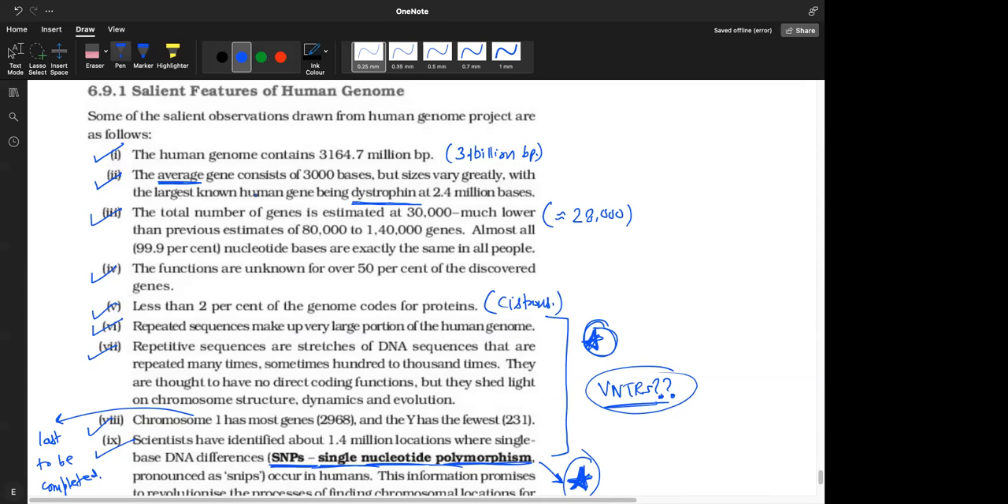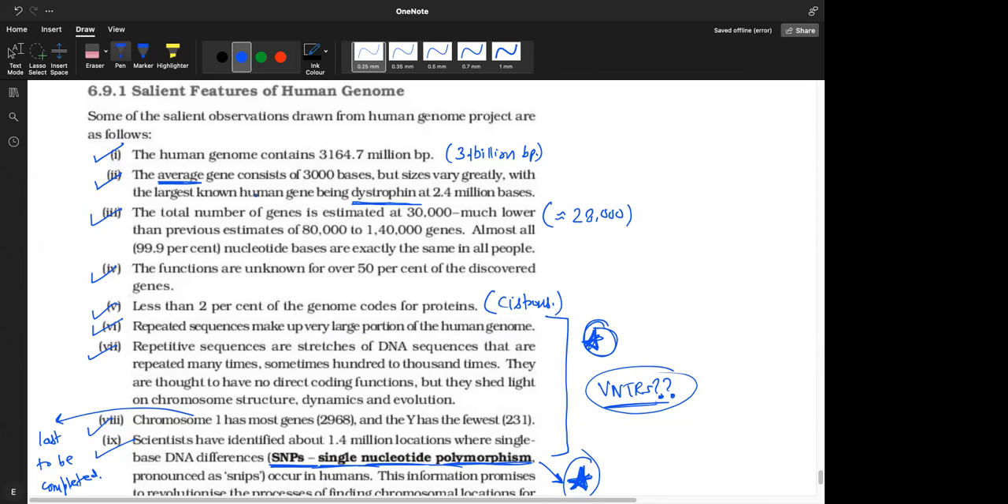Then the fifth one, less than 2% of the genome codes for protein, that is cistrons. Then repeated sequences make up a very large portion of the human genome. Repetitive sequences are stretches of DNA sequences that are repeated many times, sometimes 100 to 1,000 times. They are thought to have no direct coding function, but they shed light on chromosome structure, dynamics, and evolution.